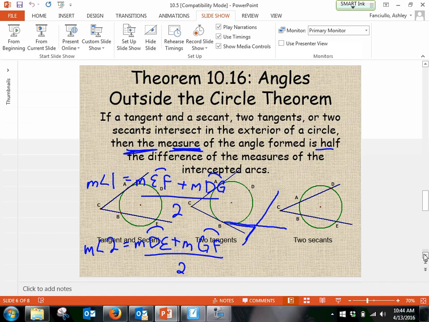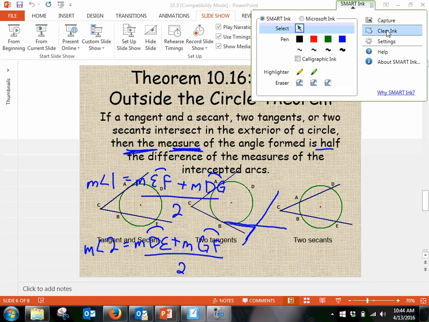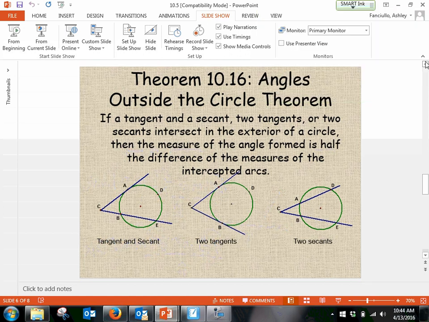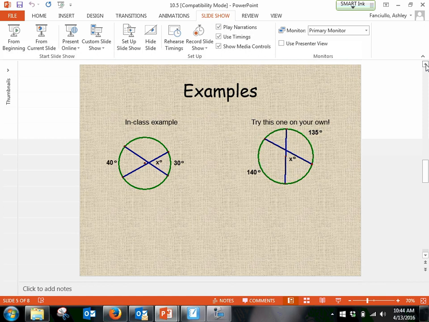Gotta delete that. Okay. So here's the example I'll do, and then you'll do the second one again.